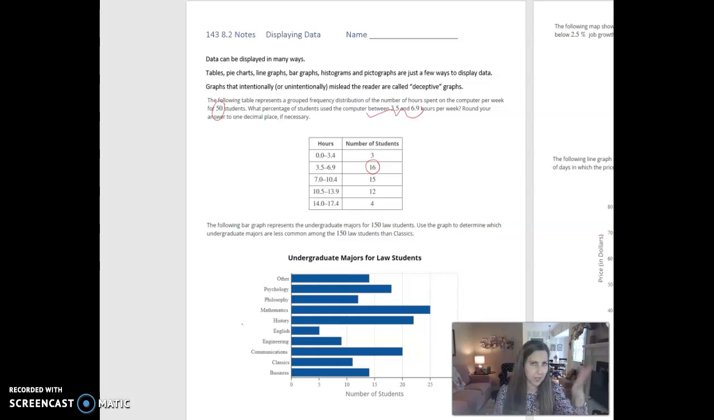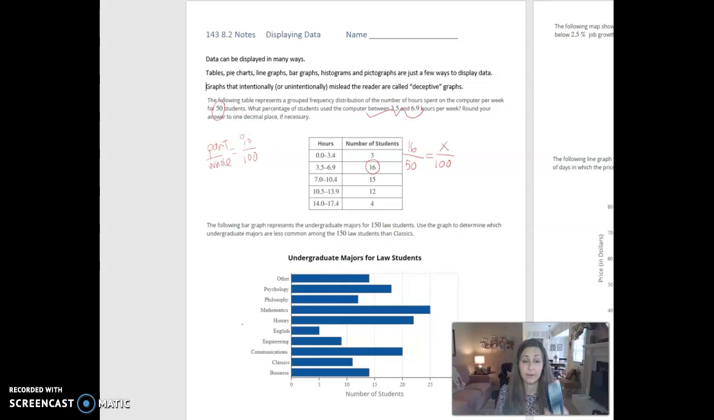And if you remember a couple weeks ago, we learned percentages. So the formula that I prefer is part over whole equals the percent over 100. And that's what I'm going to use today. What part of the students are we talking about? Well, we're talking about 16. That's the part that used the computer between 3.5 and 6.9 hours a week. So we'll put 16 on top. The whole number goes on the bottom. So I'm going to put 50 because that's the whole group of people. I do not know my percentage, so I put an X, and all that goes over 100.